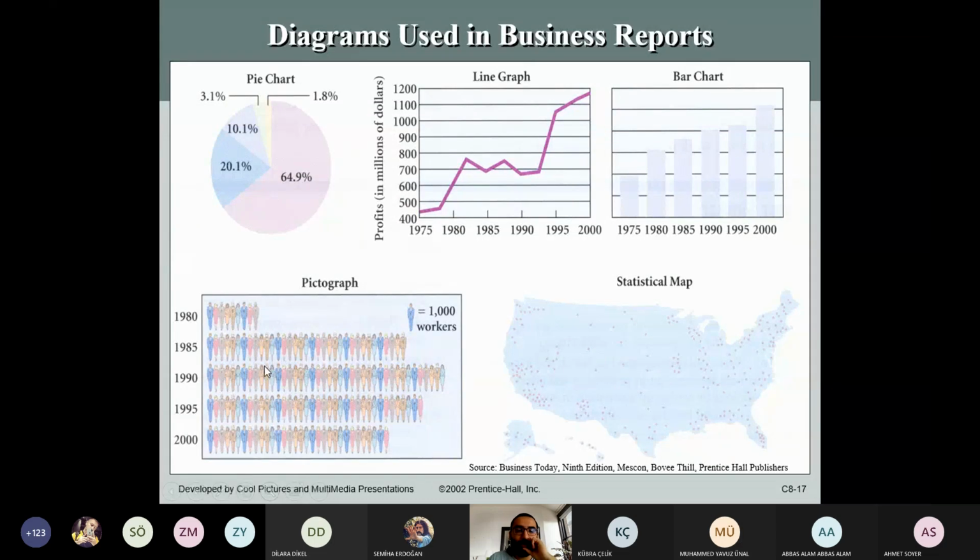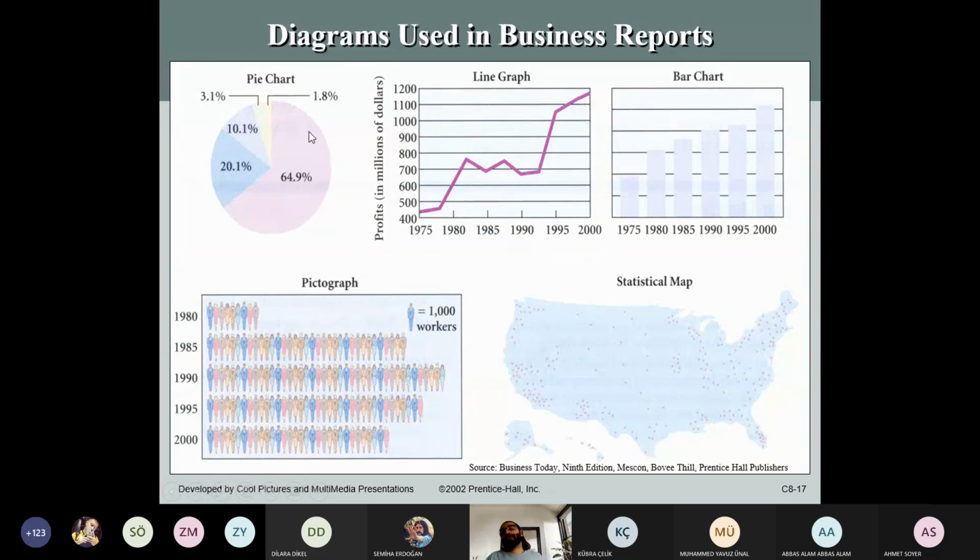So you can see that your worker numbers have been increasing a lot, right? But there's a decrease after 1990. So you can read these pictographs like that, or statistical maps. In a map, you can see where your warehouses are, where your stores are, right? How do you dominate the market? I mean, you can give the representation on a map as well.